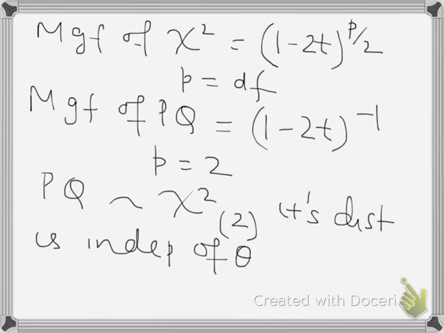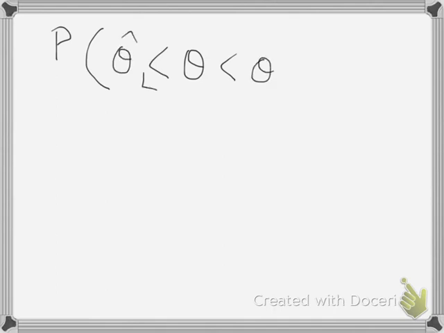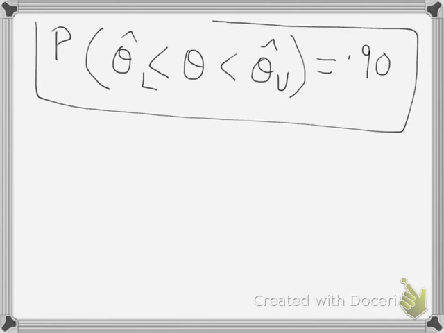Now we know the distribution of the pivotal quantity. The next question is, using this pivotal quantity, find a 90% confidence interval for theta. When you're trying to find a confidence interval for theta, basically what you want is the probability that theta hat lower and theta hat upper covers the true value, that is 0.90. This is the form of the statement we want, okay?